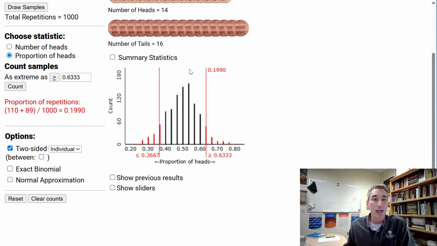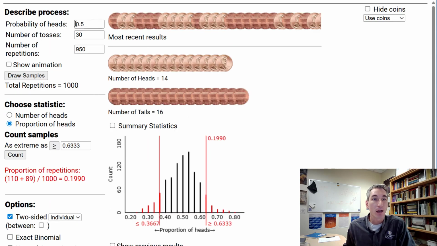And it looks to me like it is certainly possible to get a number as extreme or more extreme as 0.6333. In fact, it happened almost 20% of the time. So that seems totally reasonable for that to happen by random chance. So this number right here, 0.1990, that is the p-value. That is the probability of getting a result as extreme or more extreme as what we observed in the sample, if in fact the null hypothesis were true. And that's what you need to be able to do.